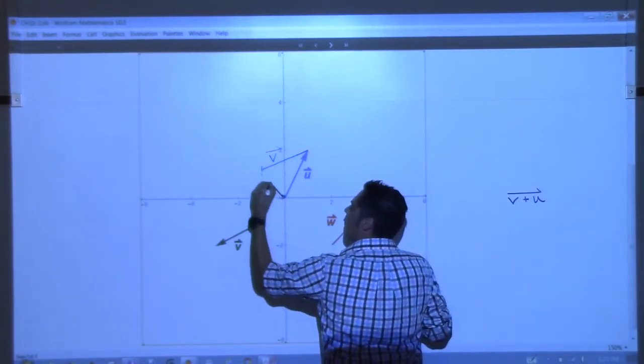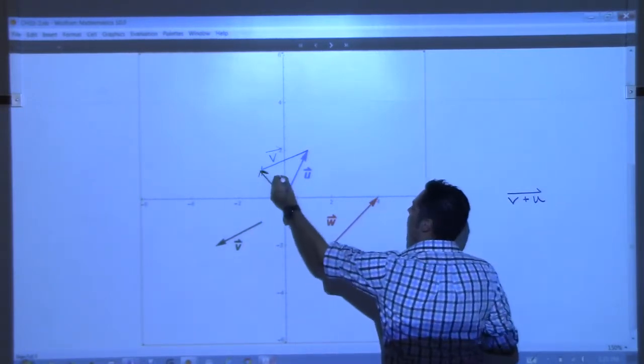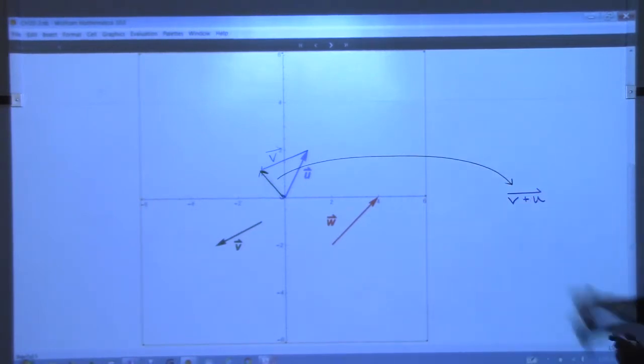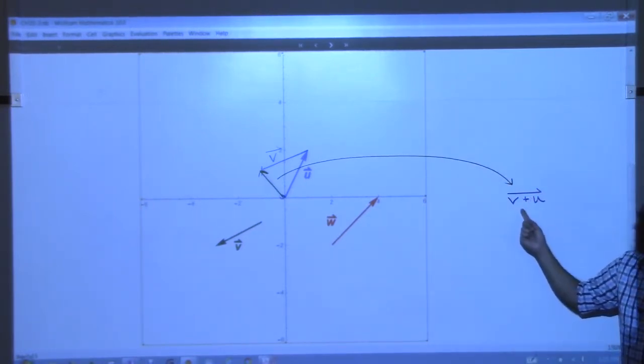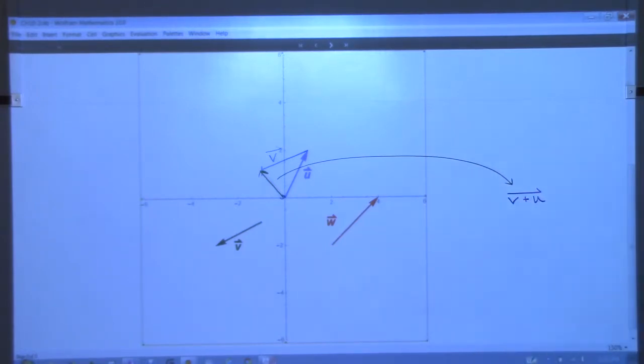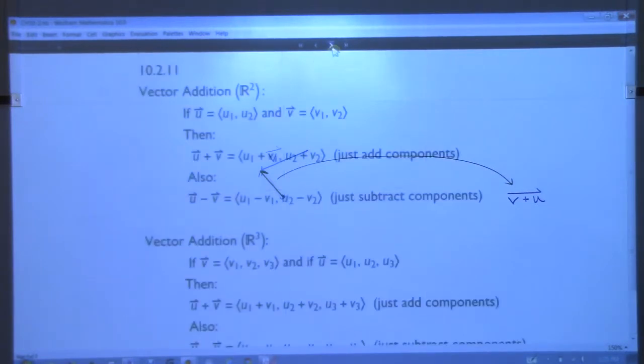Right here. That black vector is the resultant vector. It's what we could call it, but this is what it is. It's V plus U. Or if you'd like, you can switch the order. It doesn't matter. All right? Okay. Do y'all follow that? We don't need to do any more examples of this? Okay. All right, so that's how you add.